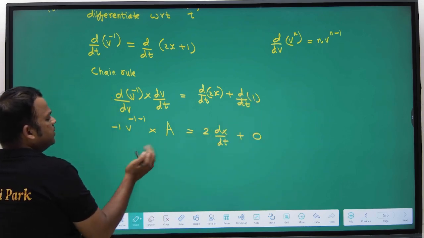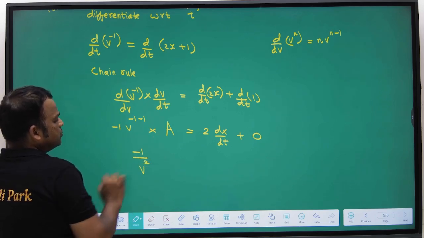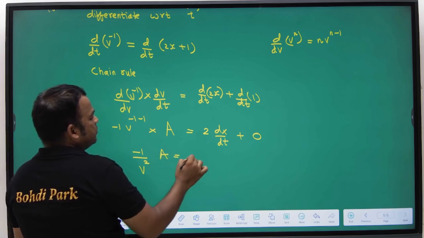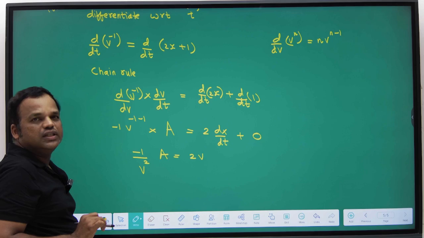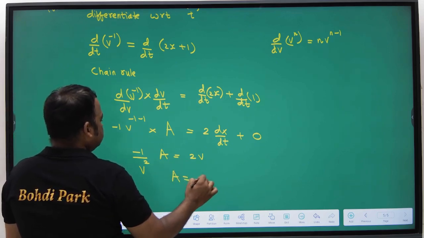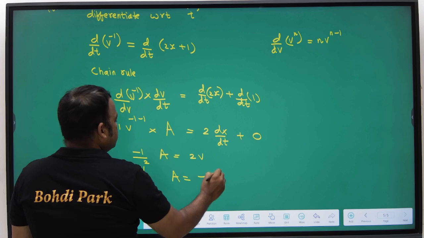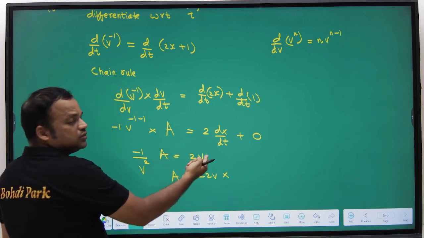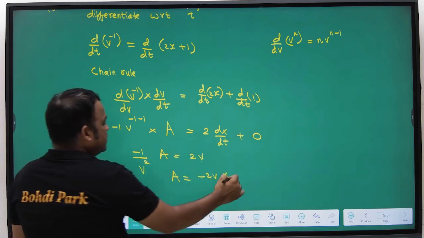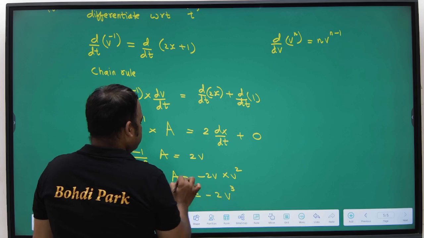So the left side again we will continue. So minus 1 by v raised to 2 into acceleration is equal to 2 times v. dx by dt is v. So acceleration is equal to, now I am taking this minus sign to the right side. It will become minus 2v, and this v square I am also taking to the right side. So this is v square. So acceleration is equal to minus 2v cube.